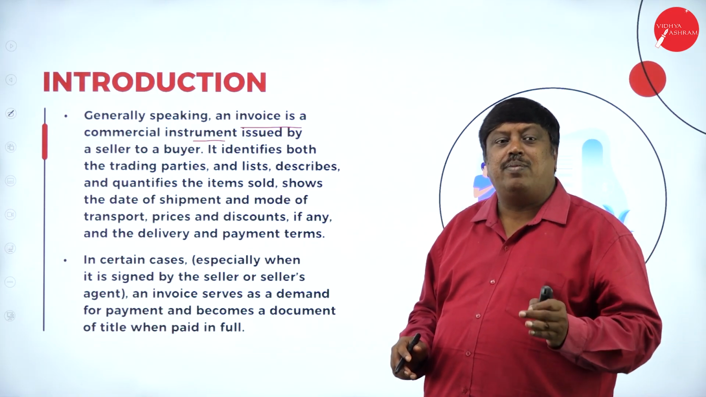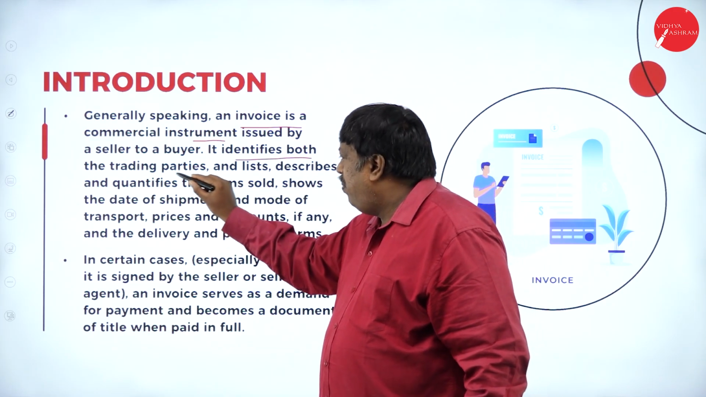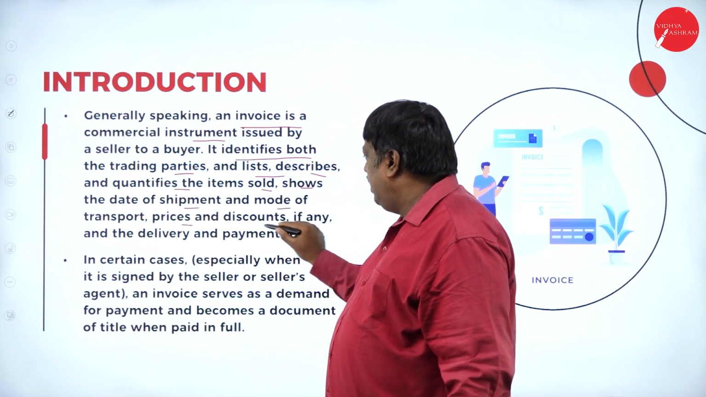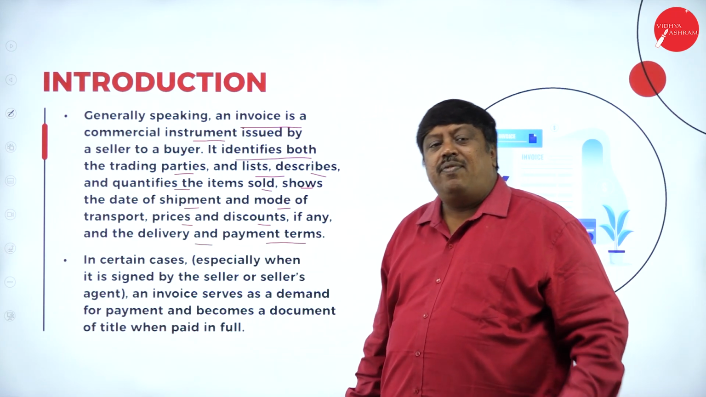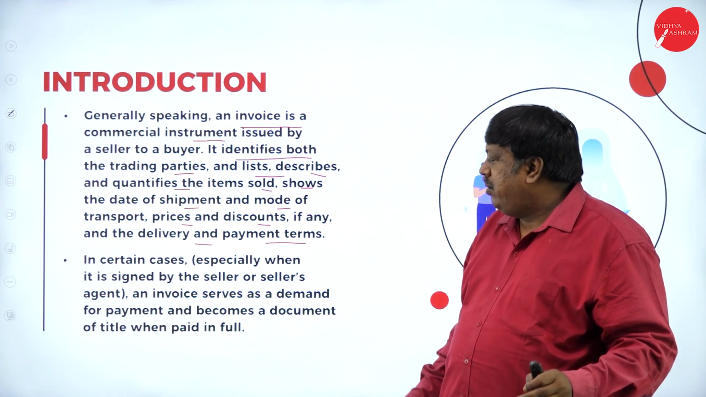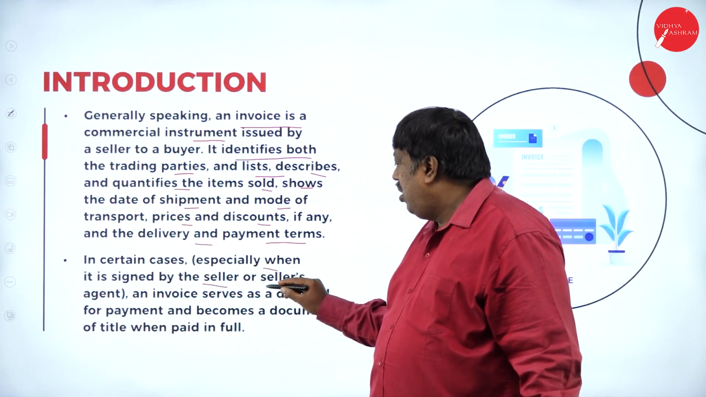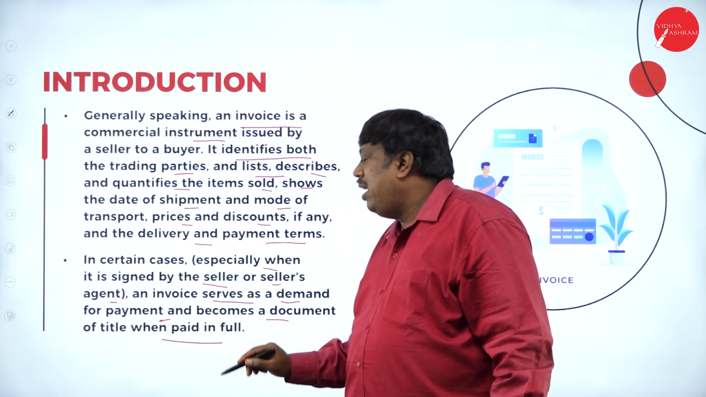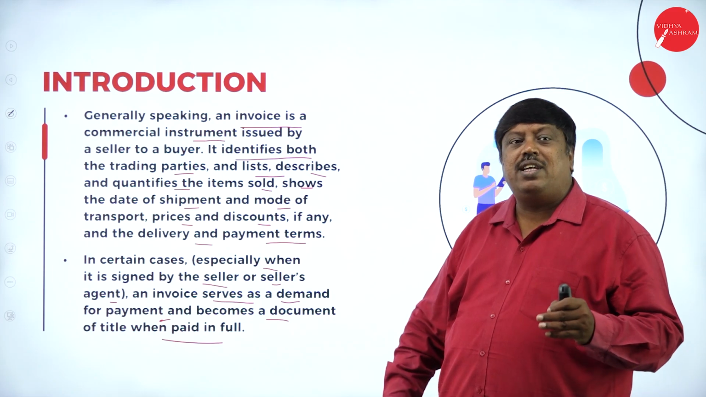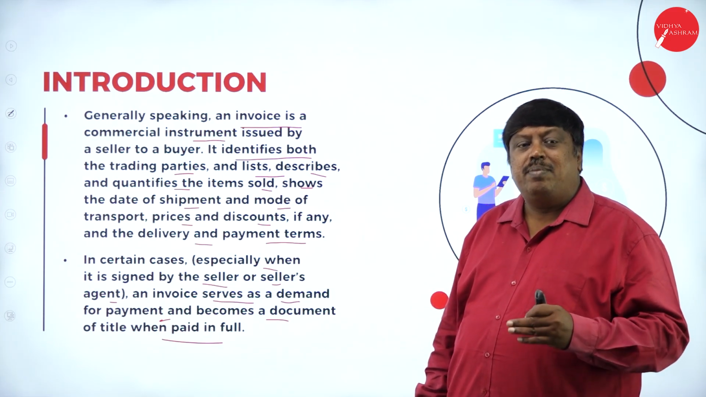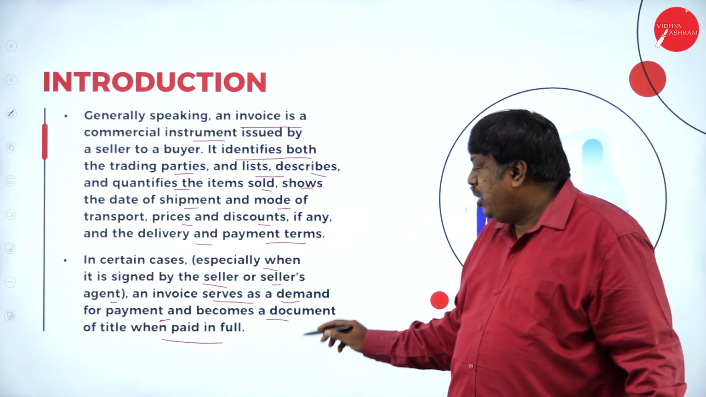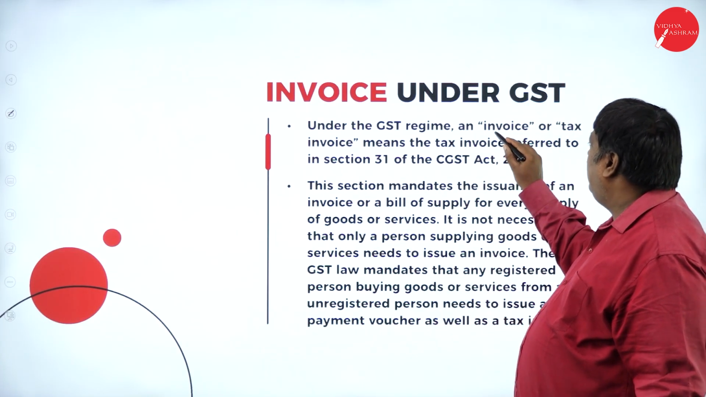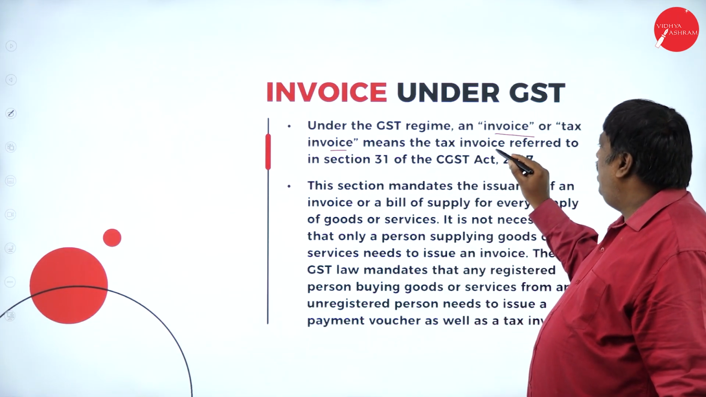This is a very important document required for the GST. It identifies both trading parties, lists, describes and quantifies what is sold, and shows the date of shipment, mode of transport, prices, discounts, delivery, and payment terms. Everything will be informed in that invoice. In certain cases, especially when it is signed by the seller or the seller's agent, an invoice serves as a demand for payment and becomes a document of title when paid in full. So sometimes the invoice is treated as a document for collecting the amount from the purchaser, and it can be used as the original document until it is paid by the purchaser to the seller.